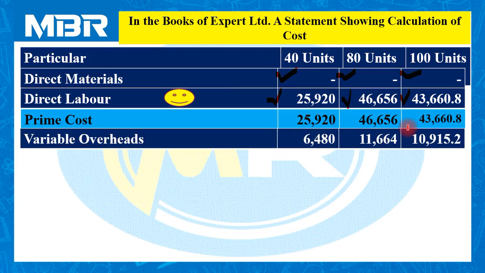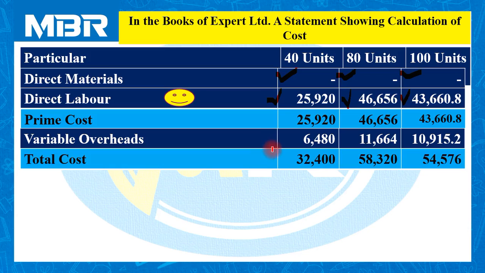Then add variable overheads. At the time of calculation of direct labor, we have also completed the calculation of variable overheads, because variable overheads are also based on a per unit per hour cost. So using the labor hours, we completed the calculation of variable overheads in the earlier table. Simply copy the figure and insert it into the cost sheet. So the result is a total cost.